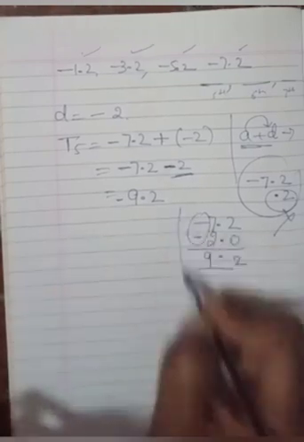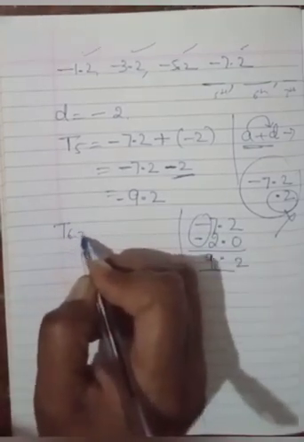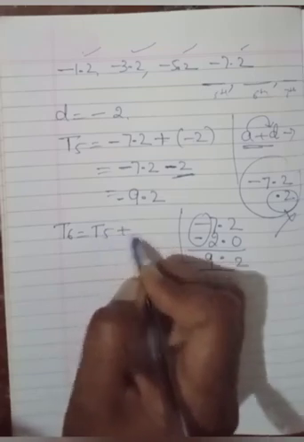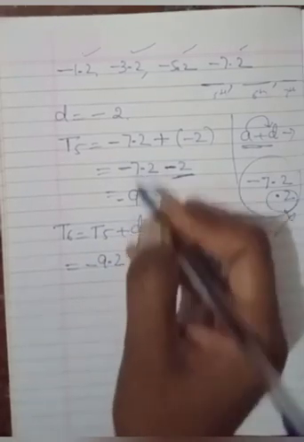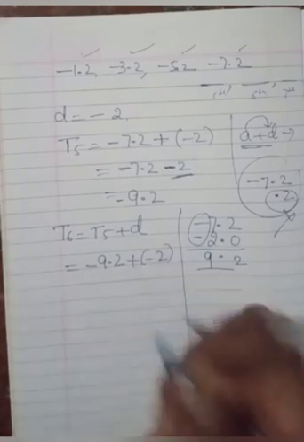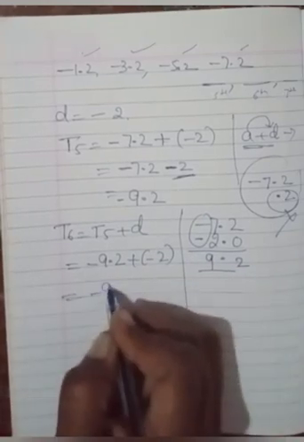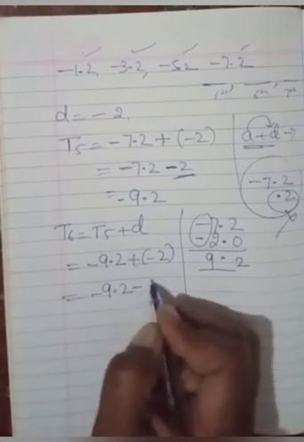Then T6, that is the sixth term. The sixth term is very simple. T5 plus the difference. What is T5? Minus 9.2. And what do we have as the difference? Minus 2. This way, so minus 9.2 plus minus 2.